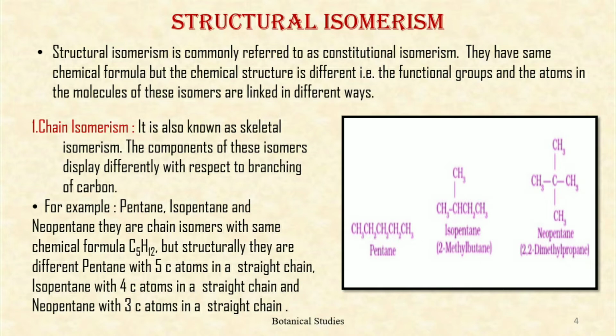The first type of structural isomerism is chain isomerism. It is also known as skeletal isomerism. The components of these isomers differ with respect to branching of carbon. For example, pentane, isopentane and neopentane are chain isomers with the same chemical formula C5H12, but structurally they are different. Pentane has 5 carbon atoms in a straight chain, isopentane has 4 carbon atoms in a straight chain, and neopentane has 3 carbon atoms in a straight chain.